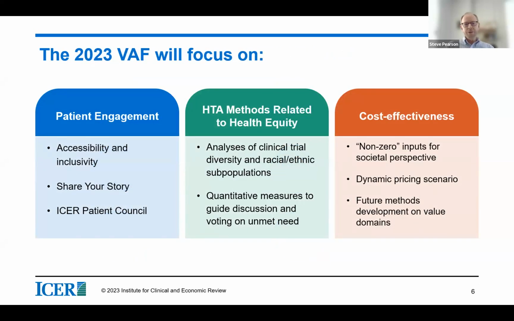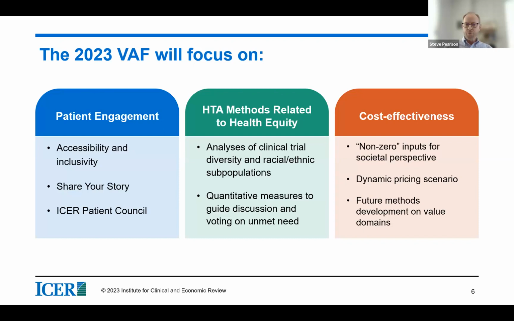So we can't cover the entire territory in the value assessment framework update that you can find online. But we're going to focus on some key elements of what we are doing going forward. We're going to start with an overview of what's happening in the patient engagement process, including activities that we're taking to improve accessibility and inclusivity. We're going to talk about our Share Your Story initiative and the new ICER Patient Council.